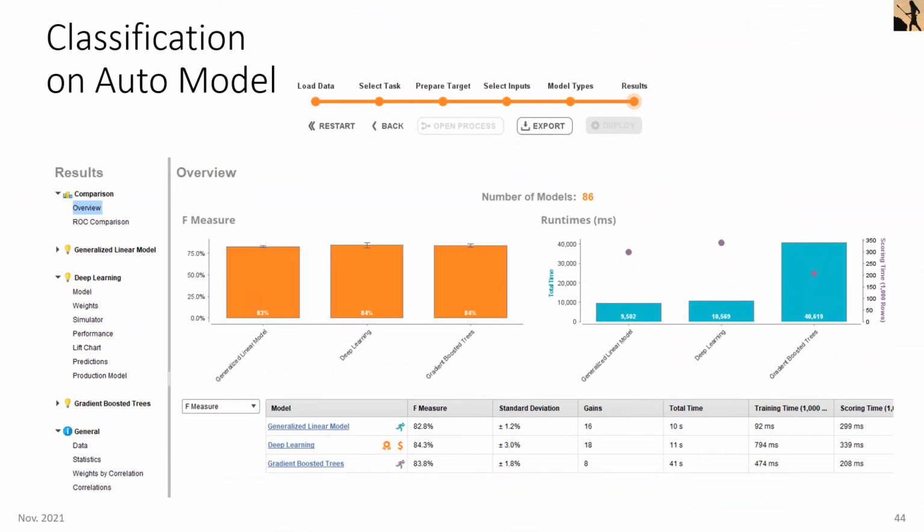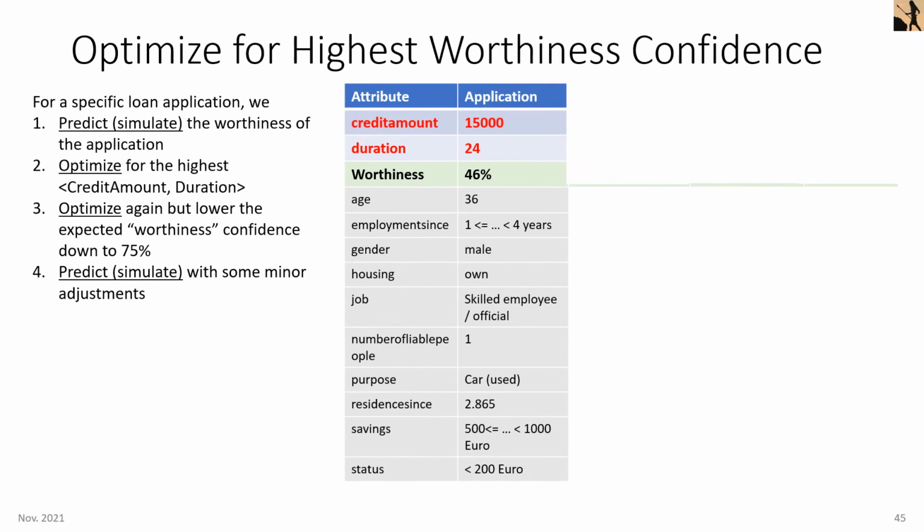So let's move on to this auto model. Let's go very quickly. Okay, I take the data and run this. And then in there, I would like to optimize for the highest worthiness confidence, right? So be careful about the steps that I put on the left, so that we can see very clearly exactly what we are doing.